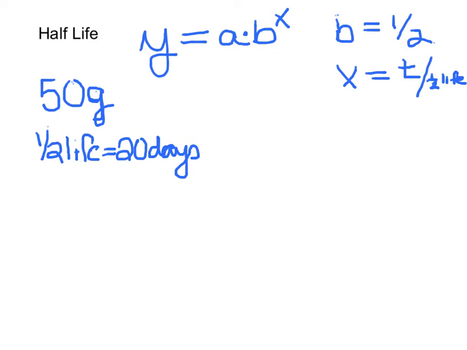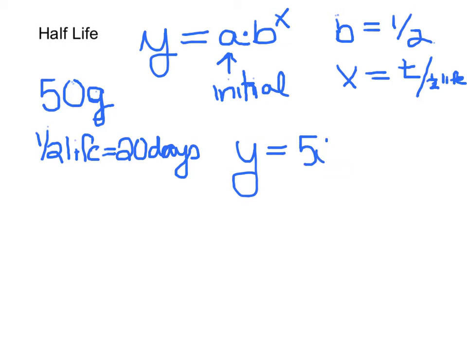Another type of exponential decay is a half-life problem. If you have honors chemistry, you've probably already done these questions this year. In a half-life problem, A is still the initial amount, and so when you're filling in the exponential equation, 50 goes in for A. So this would be y is equal to 50. And every 20 days, if the half-life is 20 days, it's saying every 20 days you'd have half as much.